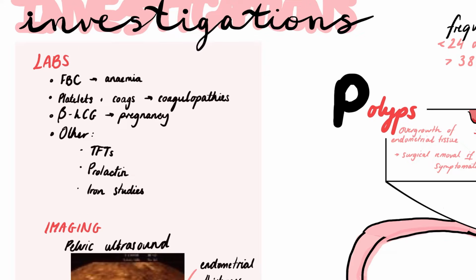We would run a beta HCG to look for whether or not this person might be pregnant. We can also look for thyroid function tests, because remember, hypothyroidism can cause abnormal uterine bleeding. We would look for prolactin levels to check that, for example, hyperprolactinemia might be affecting our LH, FSH, and hence estrogen levels. And we can also do iron studies to check for excessive blood loss that may be causing an iron deficiency anemia.